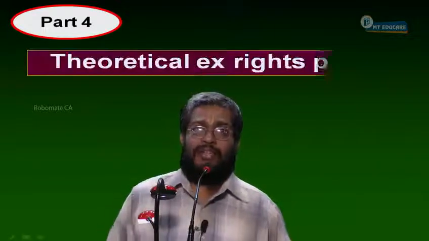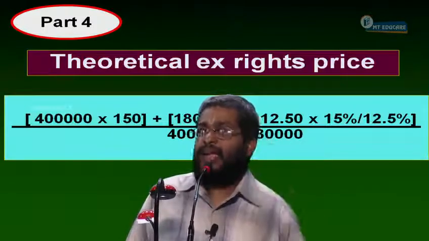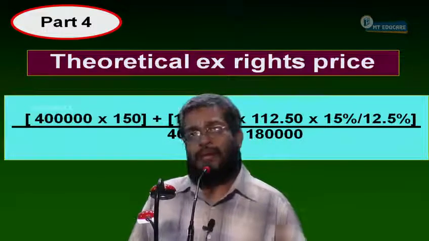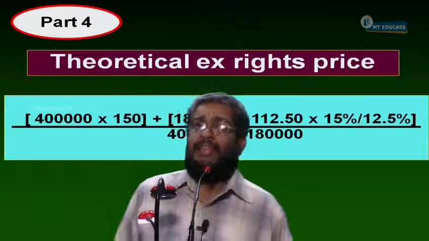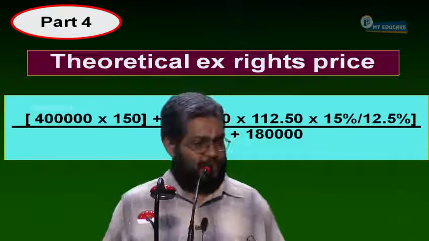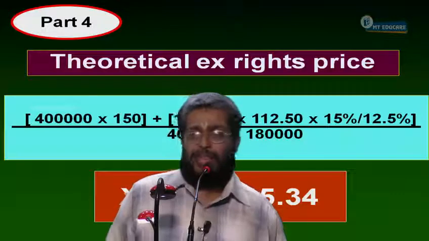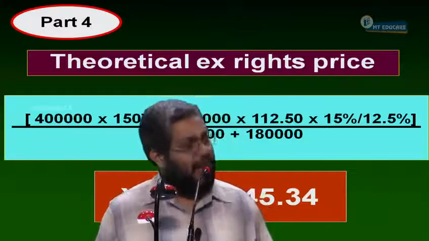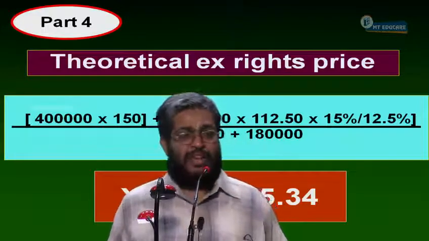So this is the calculation. Then exercise price is 4 lakhs into 150 plus 1 lakh 80 into 112.5 plus 15% divided by 12.5, divided by 4 lakhs plus 1 lakh 80. The second part is similar to Walter formula. Right or not? R by KE, same thing, just using it here. This is going to give me how much rupees? It is going to give me extra 145.34. Please respond up to this. Are you following? Just copy up to this and write notes up to this before you go for the last discussion.